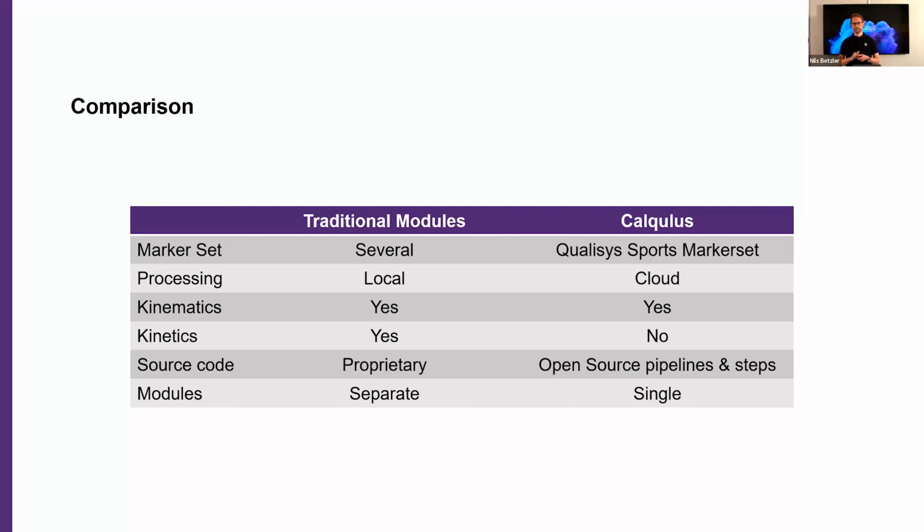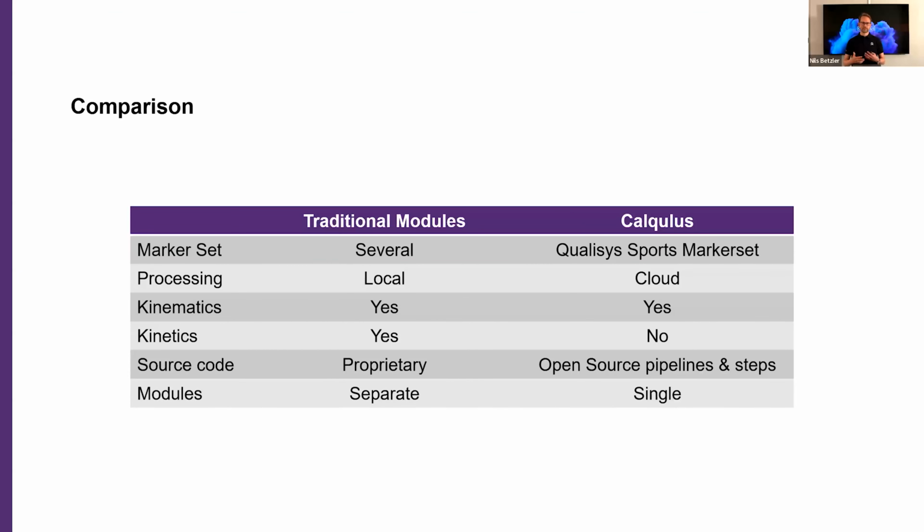So one difference. Processing, of course, is done locally for the traditional modules, and it's done in the cloud for Calqulus. Kinematics are reported in both platforms. So as you just saw, we got the same cycling report out. For kinetics, though, they are only supported in the traditional modules as of today. So if you have force plates and you want to look into joint moments, you need to use one of the traditional modules for now. With Calqulus, that's not supported.